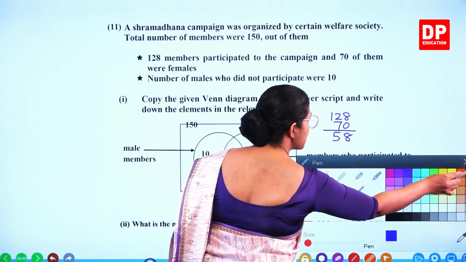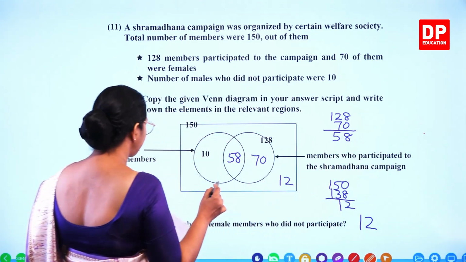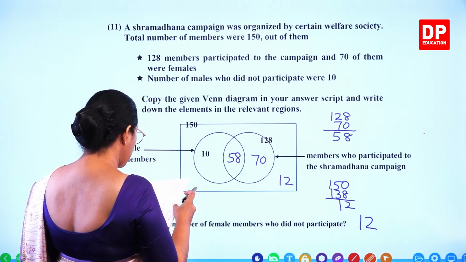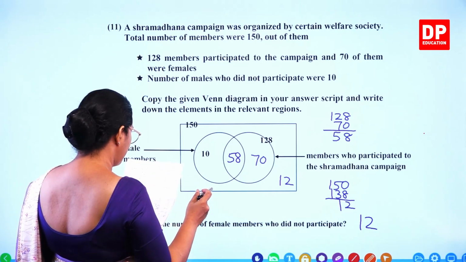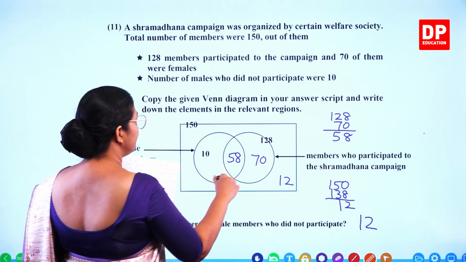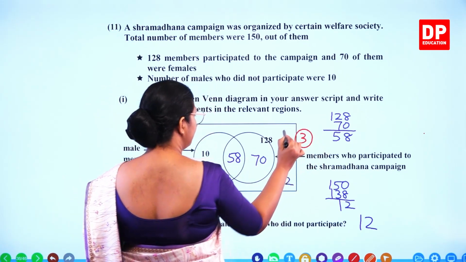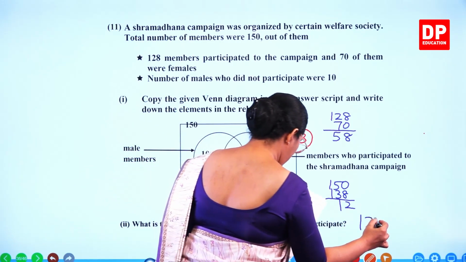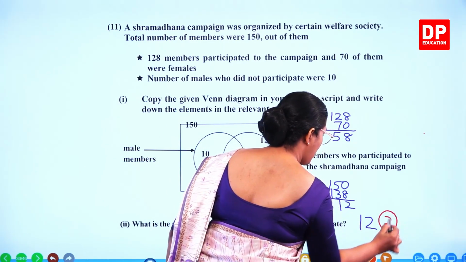So let's give marks for this one. So you are getting 3 marks for showing all the values here and 2 marks for this part. So 5 marks.